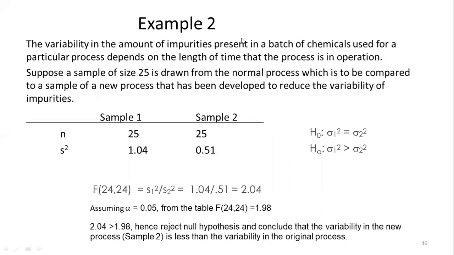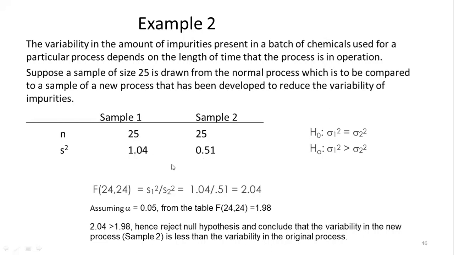The variability in the amount of impurities present in a batch of chemicals used for a particular process depends on the length of time that the process is in operation. Let's say that you have a sample of size 25 drawn from the normal population, which has to be compared to a sample from a new process that has been developed to reduce the variability of impurities. You have two samples, one of size 25 and the other also of size 25, and the standard deviations are given.